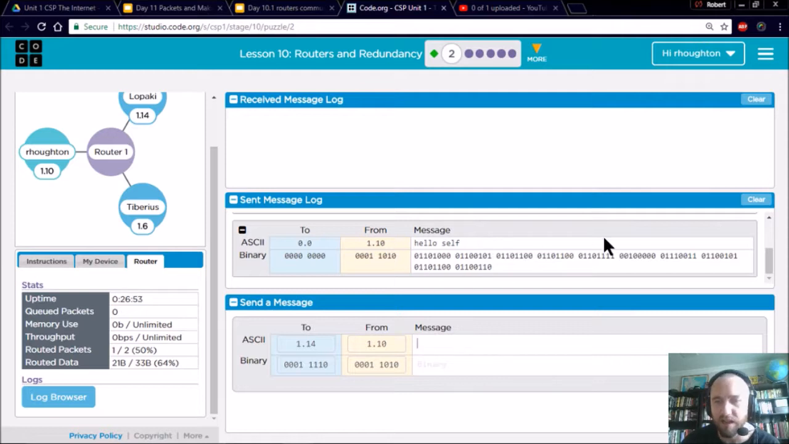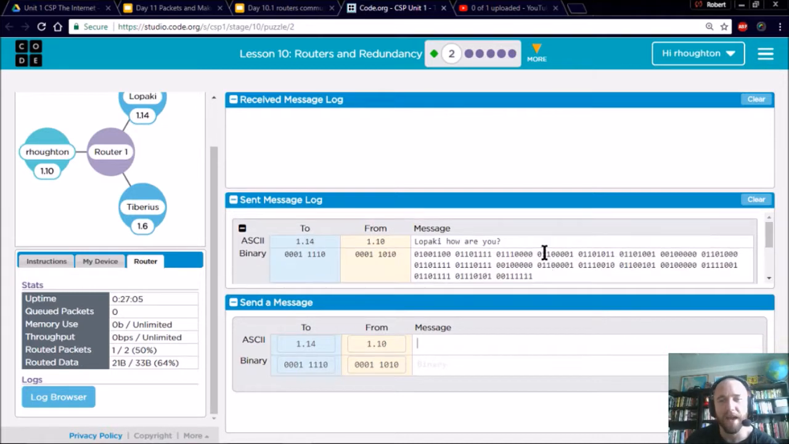This is what it looks like in binary. See the binary connected to the ASCII, okay? So here I am, R. Houghton, sending something to nothing, okay? Then I went up and I typed in an address, 1.14. So here is Lopaki, which is Samoan for Robert. So I sent a message to Lopaki and I just said, how are you?